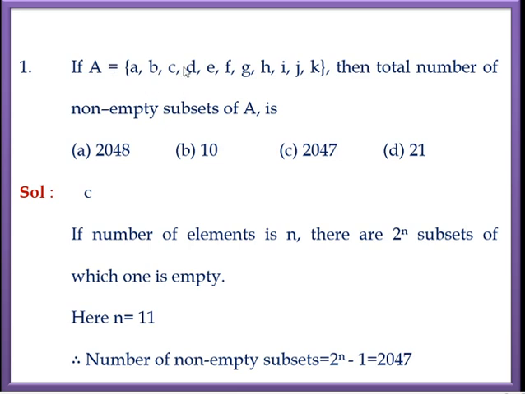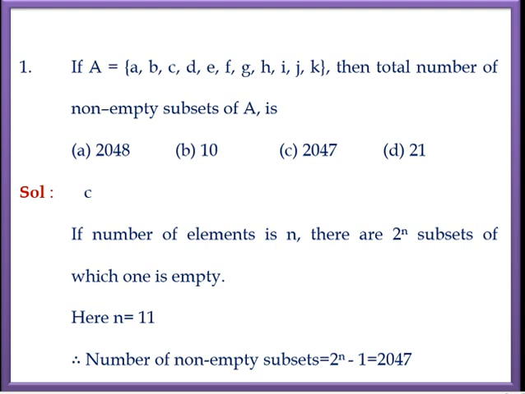Now this is the set A. Then the total number of non-empty subsets of A is? Now just count how many elements are there. So 3, 5, 7, 9, 11. There are 11 distinct elements in the set A. We have seen that if the number of elements in a set is n, then there are 2 raised to n subsets. So here 2 raised to 11. You should know the value of 2 raised to 10 at least. It is 1024. So 2 raised to 11 is 1024 into 2, that is 2048.